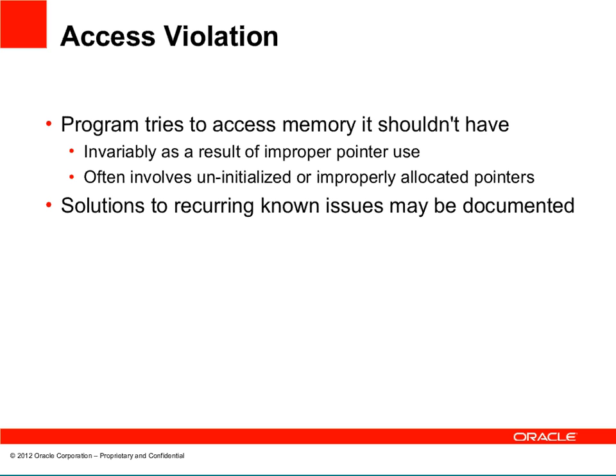So the definition of access violation is basically when the Siebel program tries to access parts of memory that it shouldn't have done. So, like it says there, invariably as a result of improper pointer use. This is kind of getting into the realms of what our engineering and engineering escalations group are involved with. But under the hood, as it were, this is the reason for access violation.